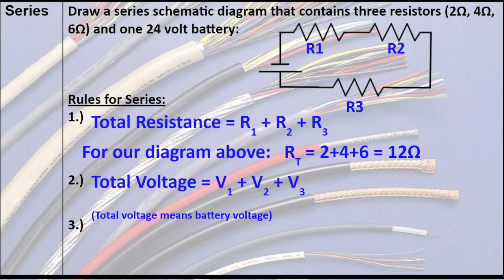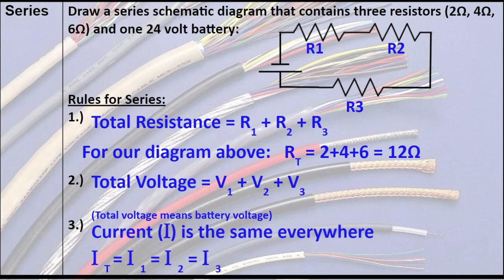Next, we want to figure out the total voltage. So in other words, how much energy is that battery supplying? Well, the total voltage is going to be equal to the voltage that R1 is using, plus the voltage that R2 is using, plus the voltage that R3 is using, which really just means that the total voltage of the battery is being split between all 3 of those resistors.